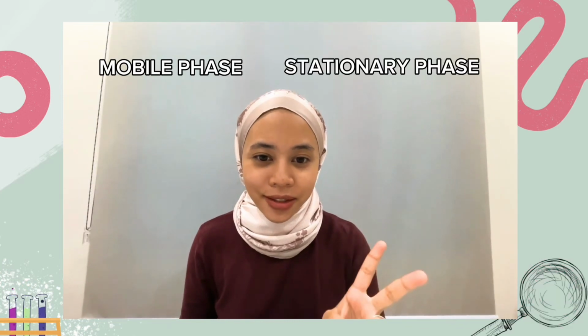Let's start with the basic principle. HPLC separates compounds based on how they interact with two phases. The first one is the mobile phase and the second one is the stationary phase. When the sample is injected, each component moves through the column at a different rate depending on its polarity and affinity. This results in the separation of compounds, which we can later detect and analyze.